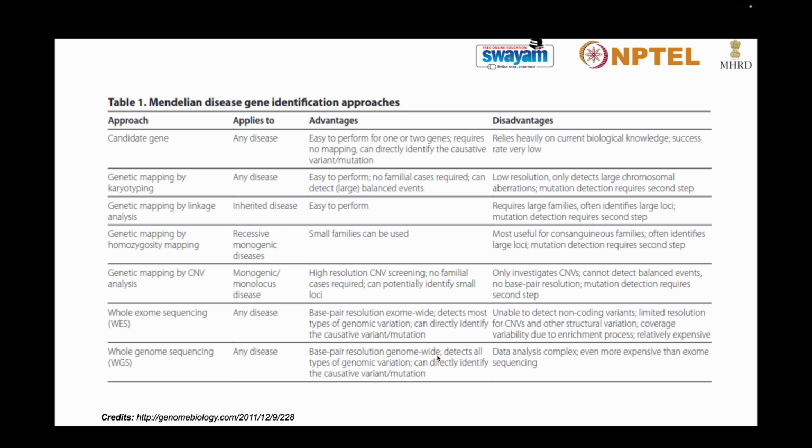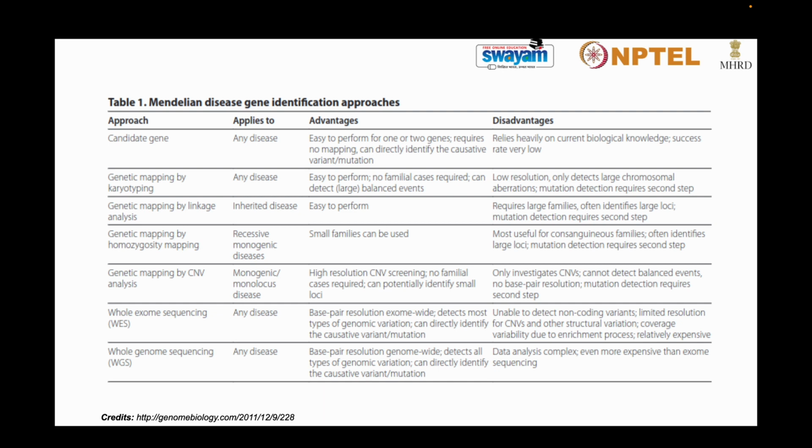So it will provide you the base pair information of the entire genome. It detects all types of genetic variations, whether they are occurring at any part, any region, irrespective of coding or non-coding or repeats. It can directly identify the causative variant and mutations. So that is the advantage of this method.